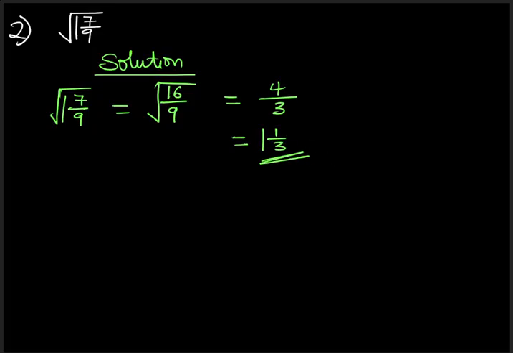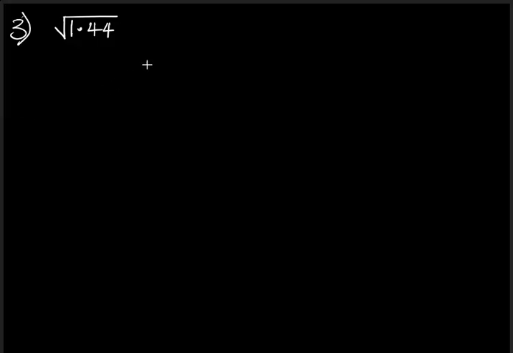Okay. Number 3. Square root of 1.44. Now, the square roots we've talked about, you see that all the square roots are whole numbers. The perfect squares we have, they are all whole numbers. So what do we do?